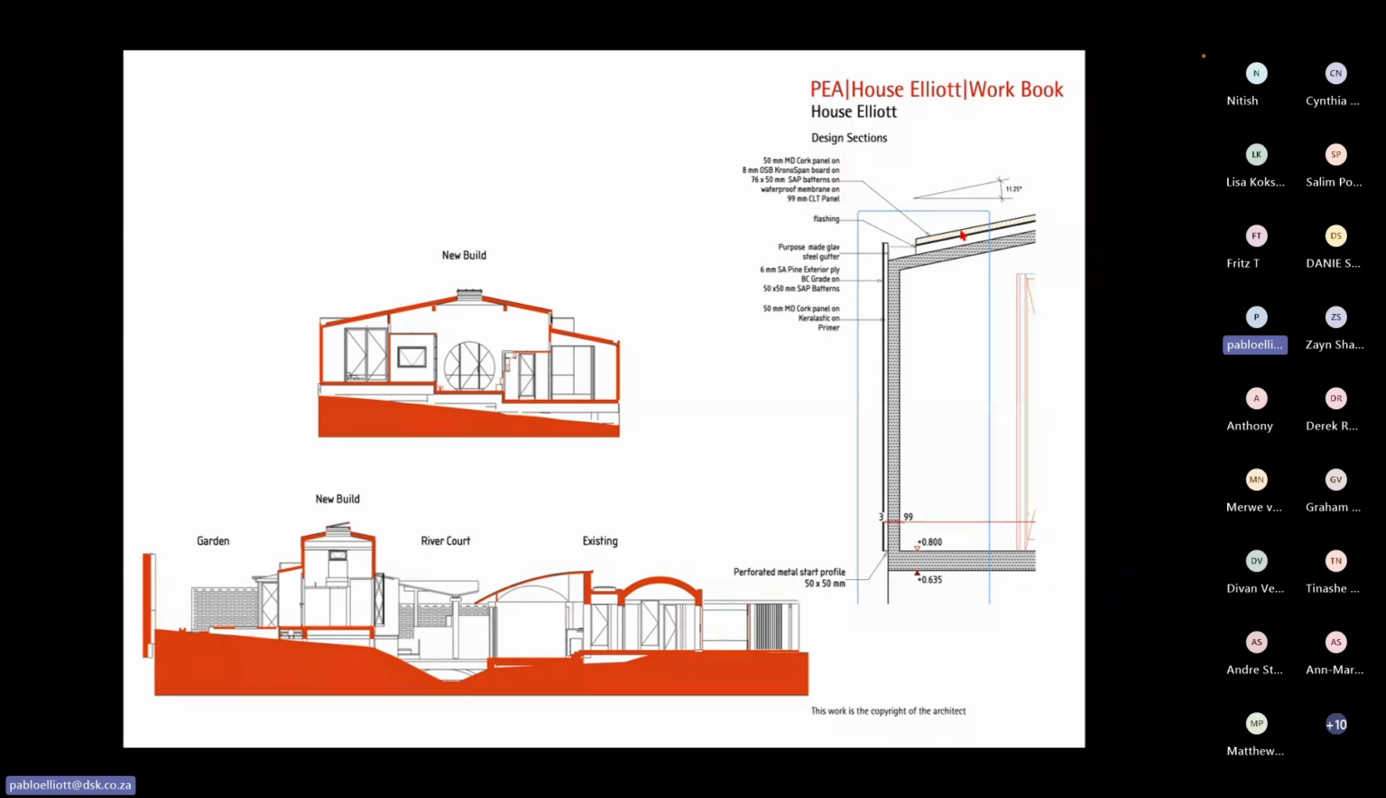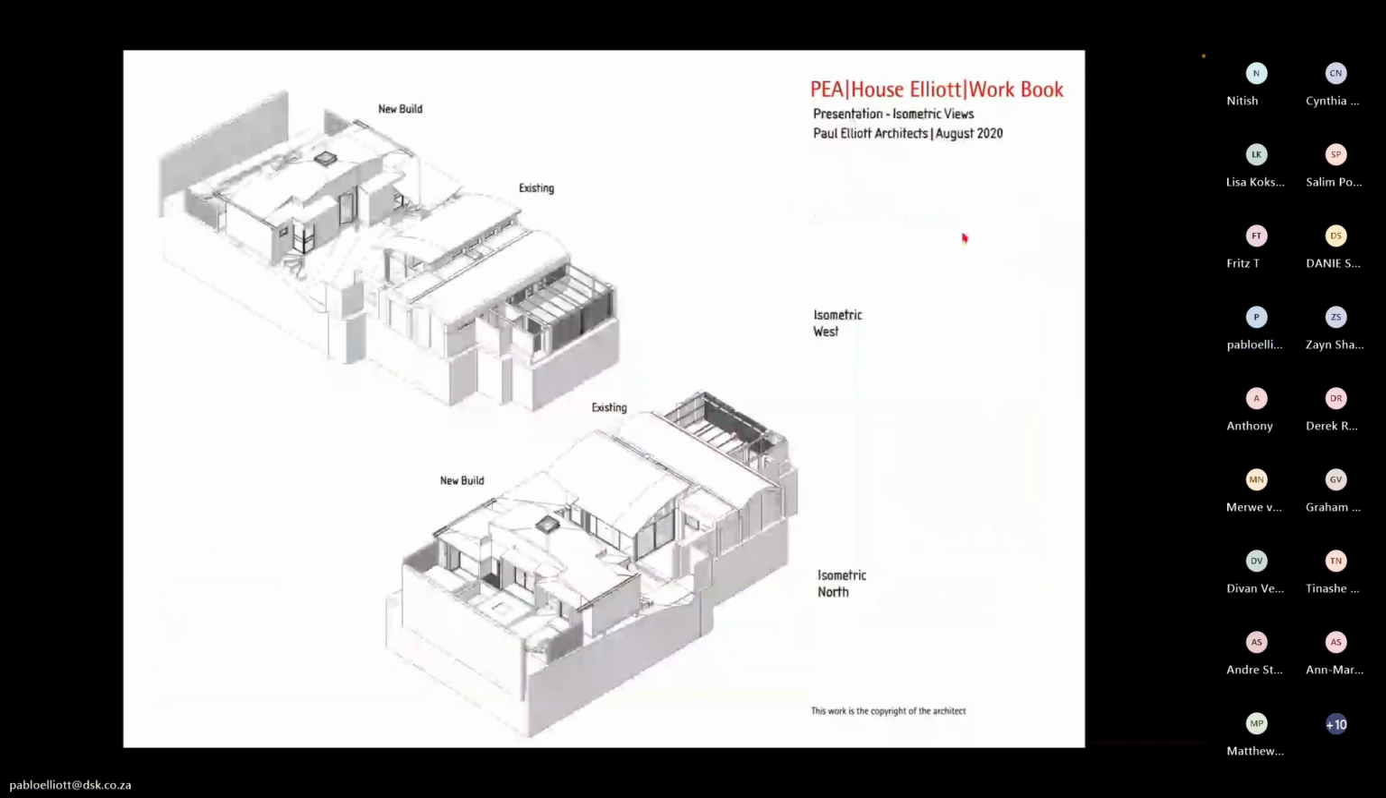So as you'll see in the photos, this is a total monolithic effect that I created here. These are some isometrics north and west, just showing you from the school, the addition and the existing, and then from the road, the existing and the addition.